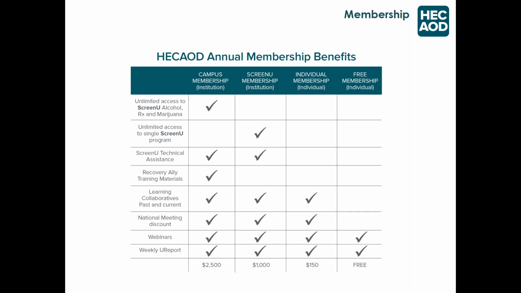Hopefully you've heard about our conference coming up, the national meeting taking place in October here on Ohio State's campus. So membership provides you with a discount to that. And of course, you have access to our free resources as well, our weekly newsletter called the U Report and our free webinars like that we're doing today.